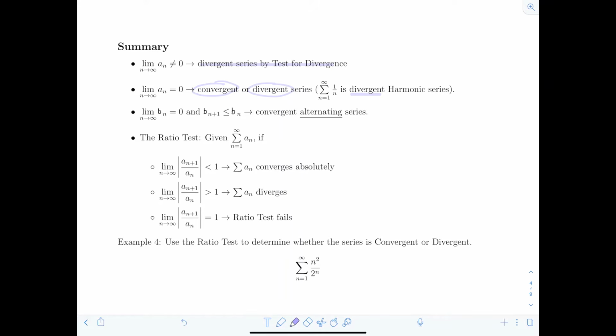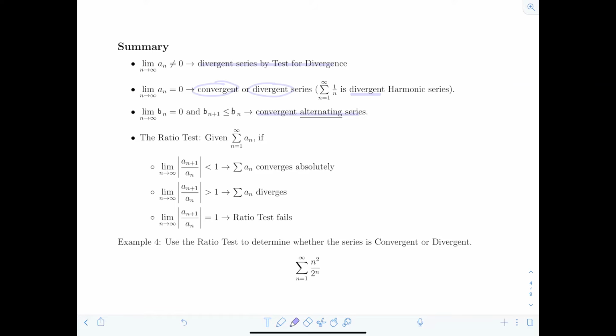All right, and then lastly, for an alternating series, we consider the absolute value of a sub n, which is b sub n, and if the limit as n approaches infinity of b sub n is 0, and the terms are decreasing, so b sub n plus 1 is less than or equal to b sub n, then we have a convergent alternating series.